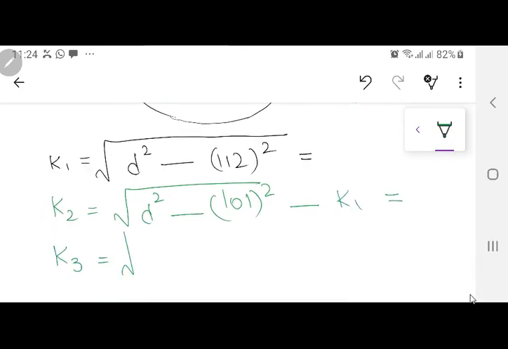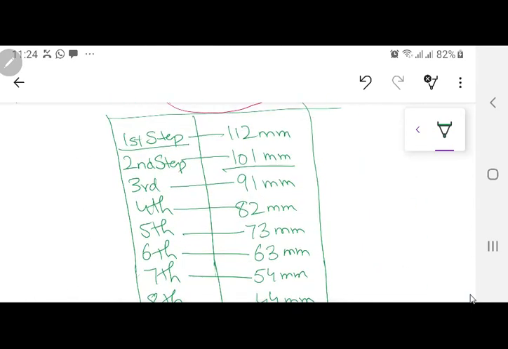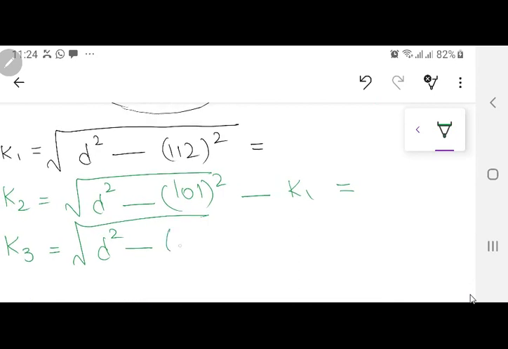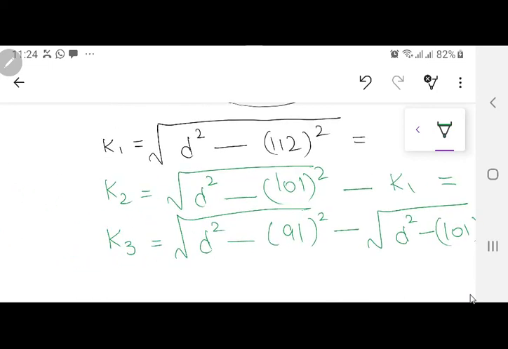this will be equal to D square minus, what is the next step width? 91. So this is going to be 91 square minus. Now here you are going to have either K1 minus K2, or you can also write D square minus 101 square, same thing. आप K1 और K2 लिख दो वहां पे, या D square minus 101 अंडर रूट कर दो, सेम थिंग. Find out this K1, K2, K3, K4, K5, K6.